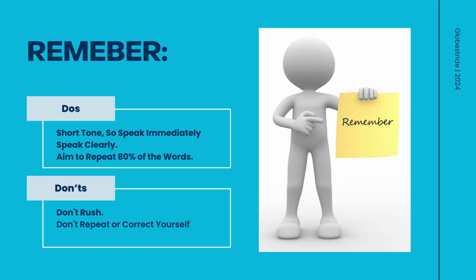And the last one is aim to repeat 80% of the words, right? Just 80%. But if you can do 100%, well, that would be better. It's great to aim for 100% accuracy, of course. Remember that repeating at least 80% of the words correctly can still get you a high score. Focus on capturing the main parts of the sentence. By keeping these reminders in mind and practicing the strategies we discussed, you'll be well on your way to mastering the repeat sentence task.